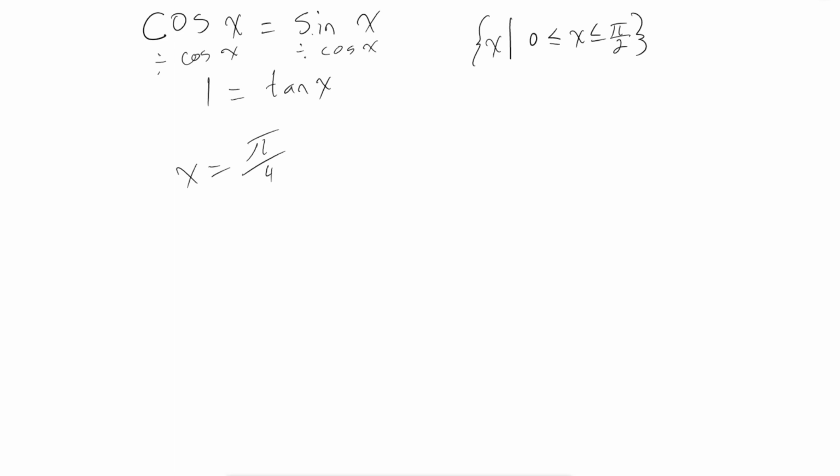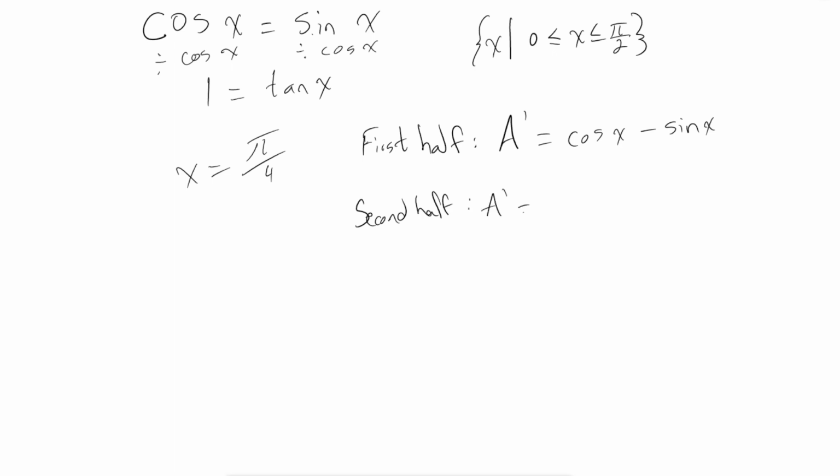But, I mean, use your calculator. Use the tools you have to figure it out. Use the internet, whatever it is. So the point of intersection is that x is equal to pi over 4. What is the point of this? Well, that means for the first half, I have the function, I have my cosine minus my sine. But for my second half, I have sine minus cosine.